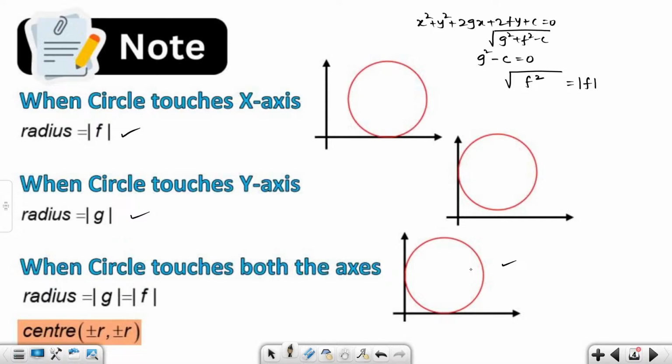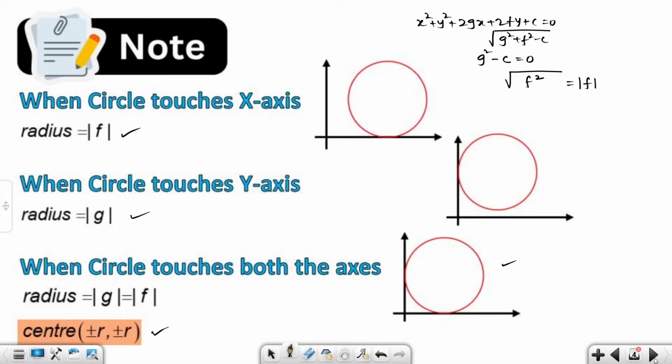It depends on where the circle is. If it is in the first quadrant, the center will be r comma r. If it is in the second quadrant, the center will be minus r comma r, and so on and so forth. That is why I have written that this situation will occur in 4 cases. That is why your center is to be considered as plus minus r comma plus minus r, until and unless they mention whether it is in the first, second, third or fourth quadrant. Accordingly, we will take the center. If nothing is said, we will take the center as plus minus r and plus minus r.